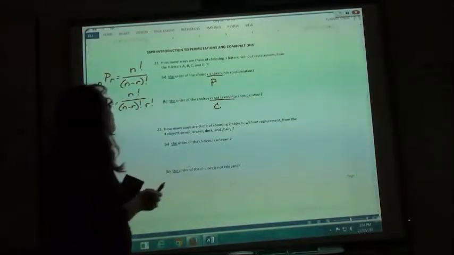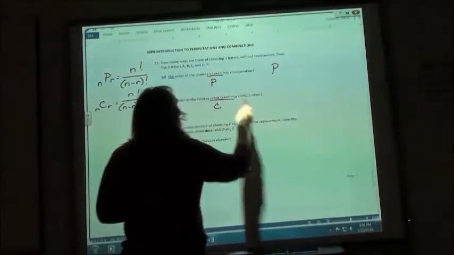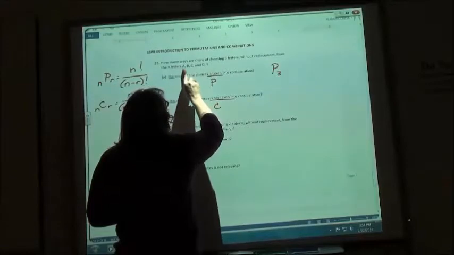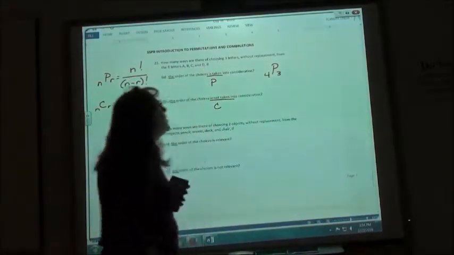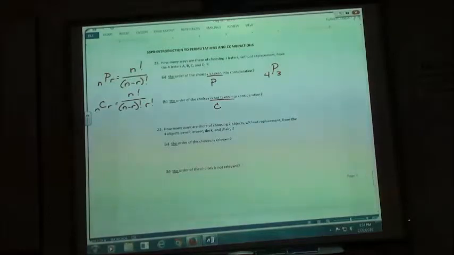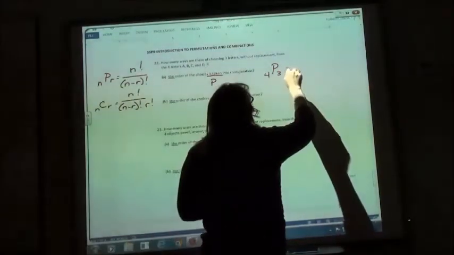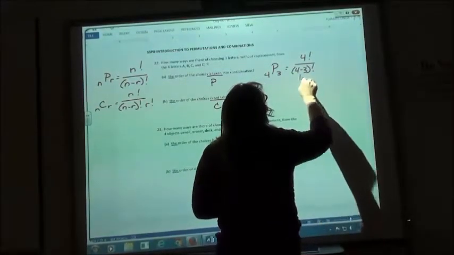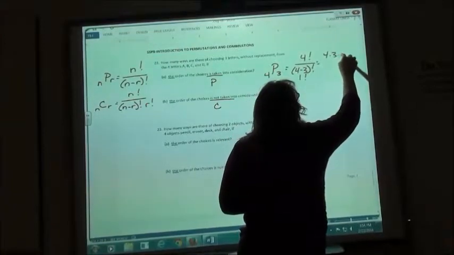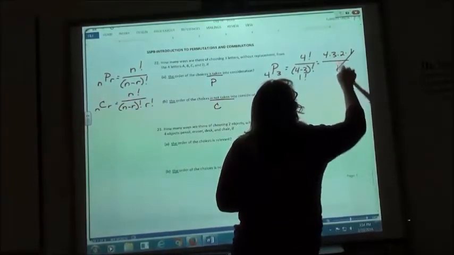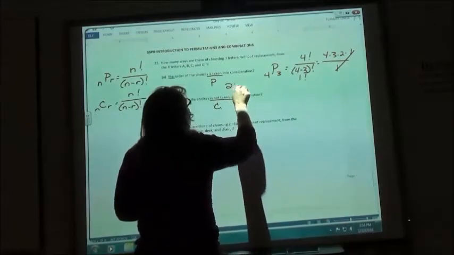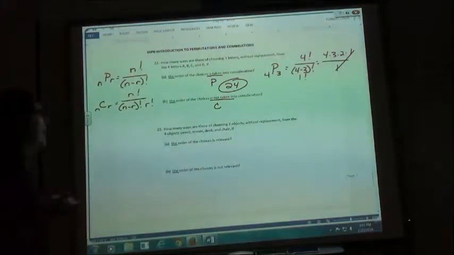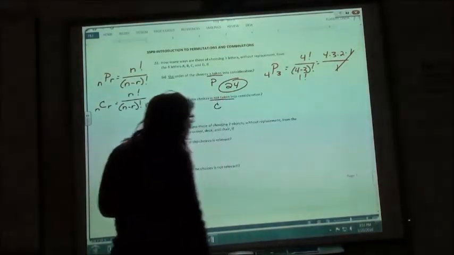So it wants to know, for my permutation, how many ways there are of choosing 3 letters from the letters A, B, C, D? 4 choices. So I have 4 objects. I'm going to take 3 of them at a time, and I'm going to figure out my permutation. So 4 factorial over 4 minus 3 factorial, which is 1 factorial. 4, 3, 2, 1 over 1. 12 times 2 gives me 24 different arrangements that I could have. A, B, C would be different than C, B, A.